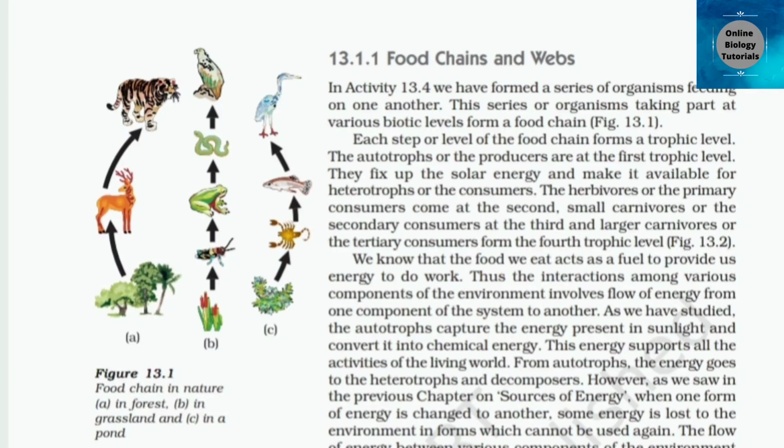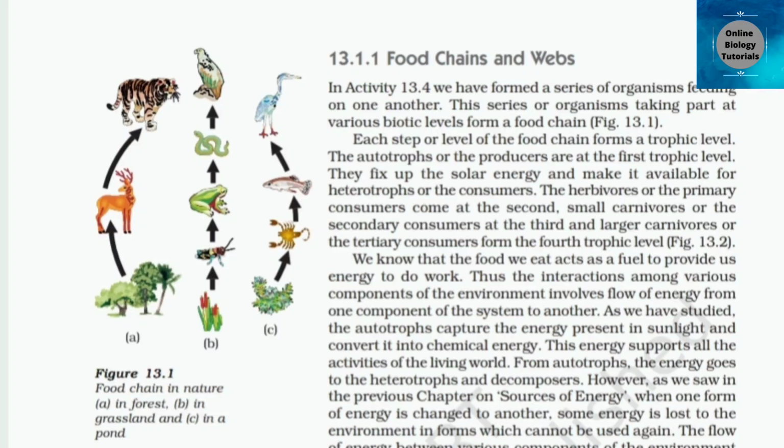level. Figure 13.2. We know that the food we eat acts as a fuel to provide us energy to do work. Thus the interactions among various components of the environment involve flow of energy from one component of the system to another. As we have studied, the autotrophs capture the energy present in sunlight and convert it into chemical energy. This energy supports all the activities of the living world. From autotrophs, the energy goes to the heterotrophs and decomposers.